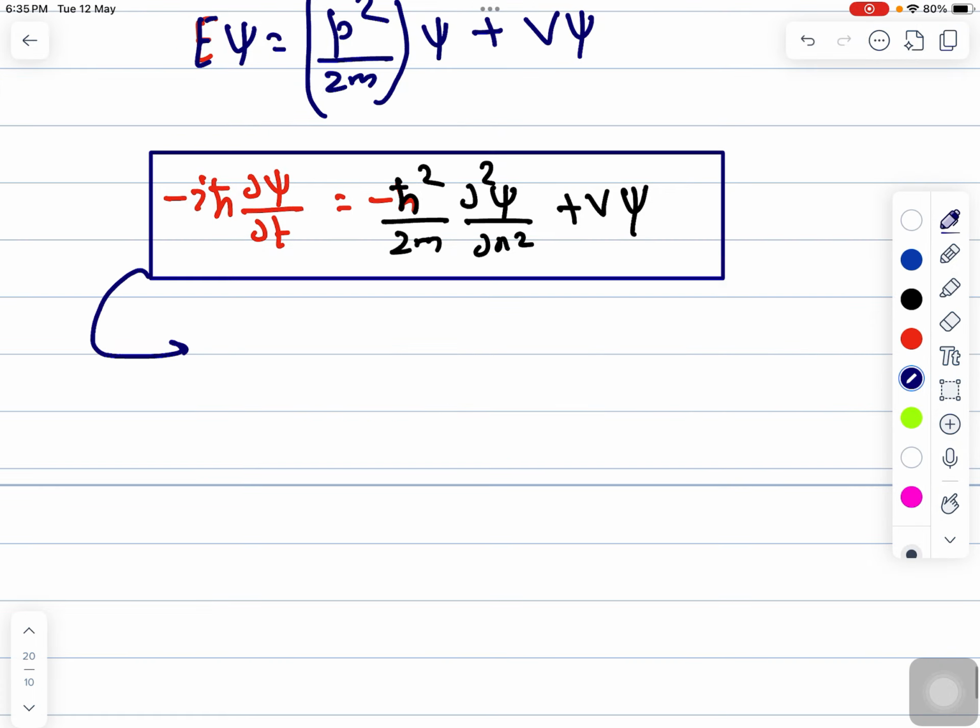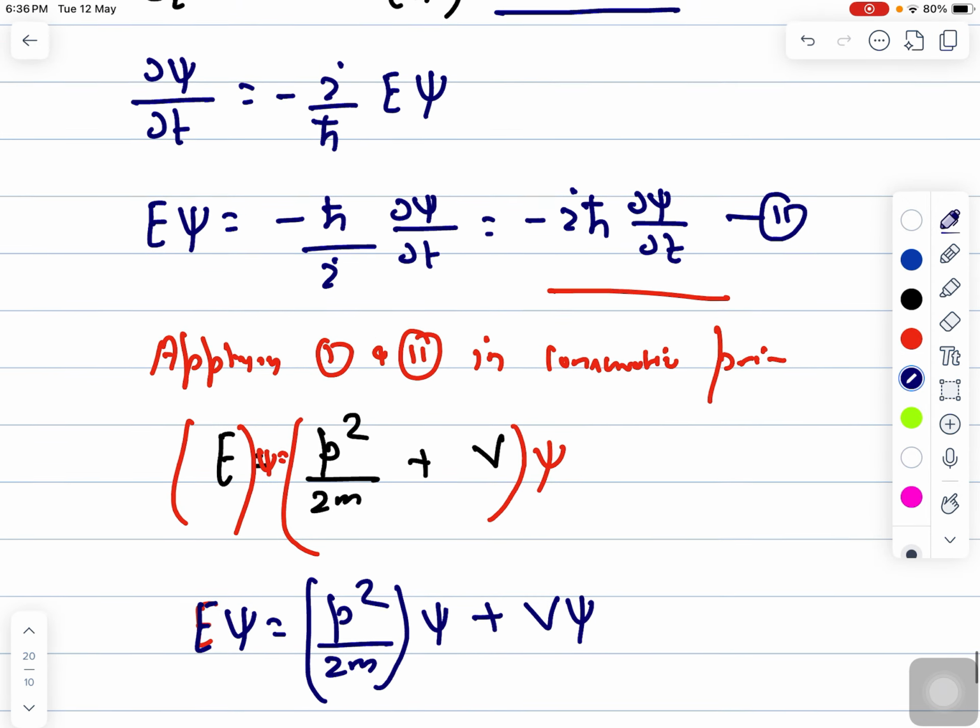So this is called the time dependent Schrodinger wave equation, right? Okay, great. So this is all about the derivation of the Schrodinger wave equation.